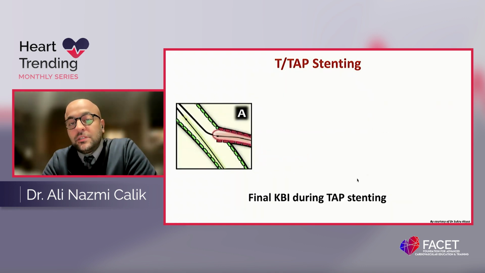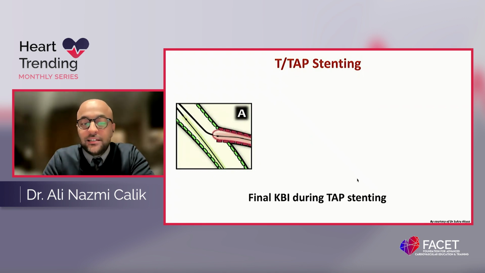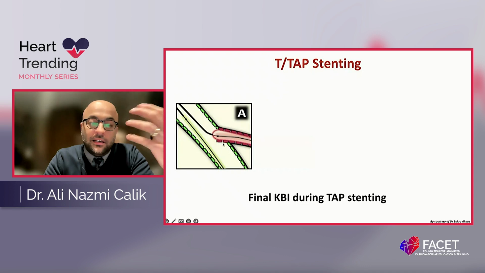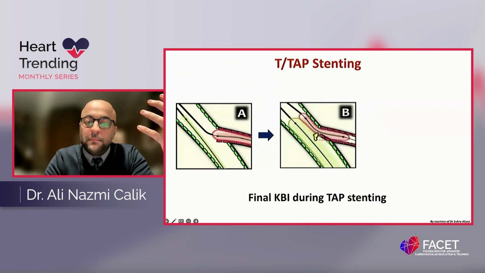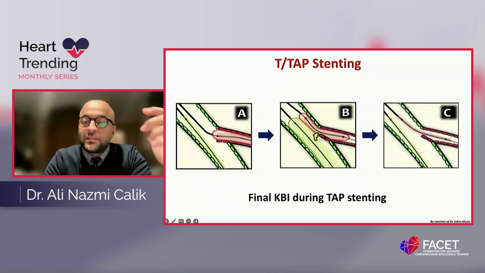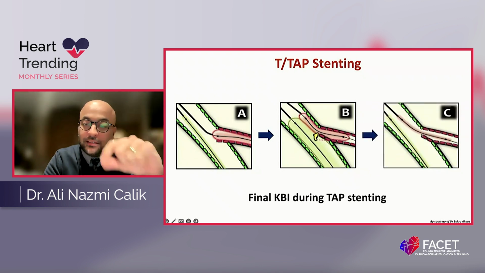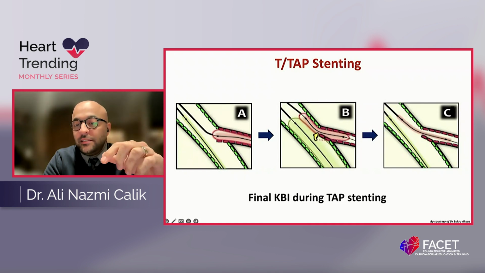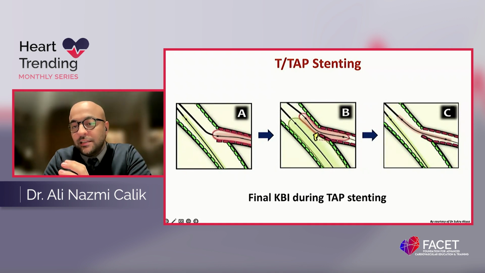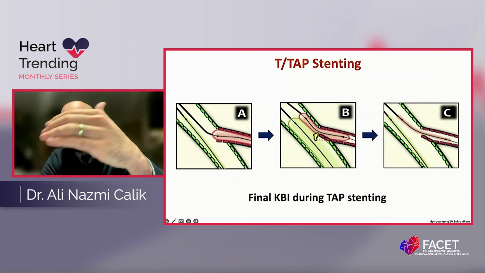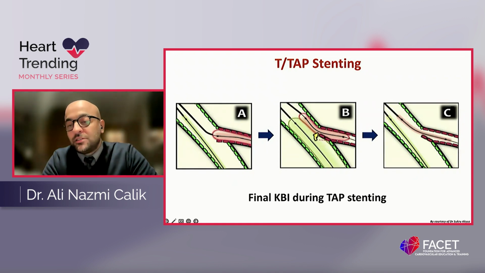So another important thing to consider is the final KBI during TAP stenting. The name of the stenting technique is T and protrusion. You protrude your second stent to the main vessel. This is the neocarina. As I mentioned earlier, first the side branch, then the main vessel, but always deflate at the same time. If you deflate your side branch balloon earlier than the main vessel, probably you will crush your neocarina to the side branch ostium, which will probably lead to a compromise in the side branch flow.